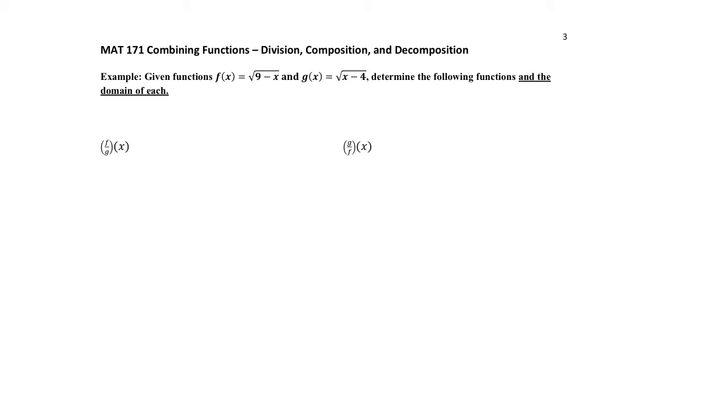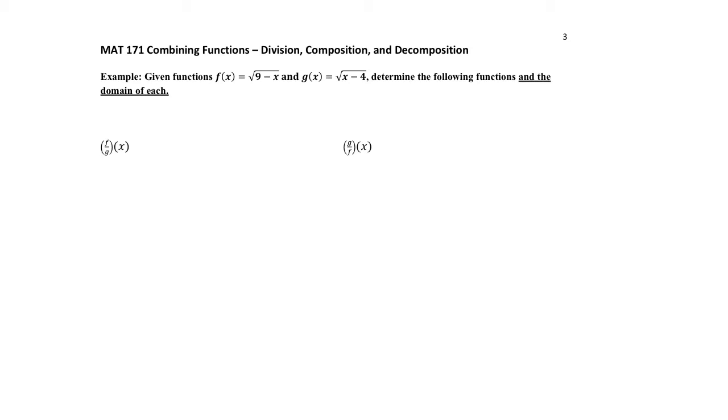Okay, so let's do another example. We're going to do one that's just a little more complicated. So this time I've been given the function f of x is equal to the square root of 9 minus x, and g of x equals the square root of x minus 4. And we're going to determine the quotient, and then we are going to find the domain for each one of these.